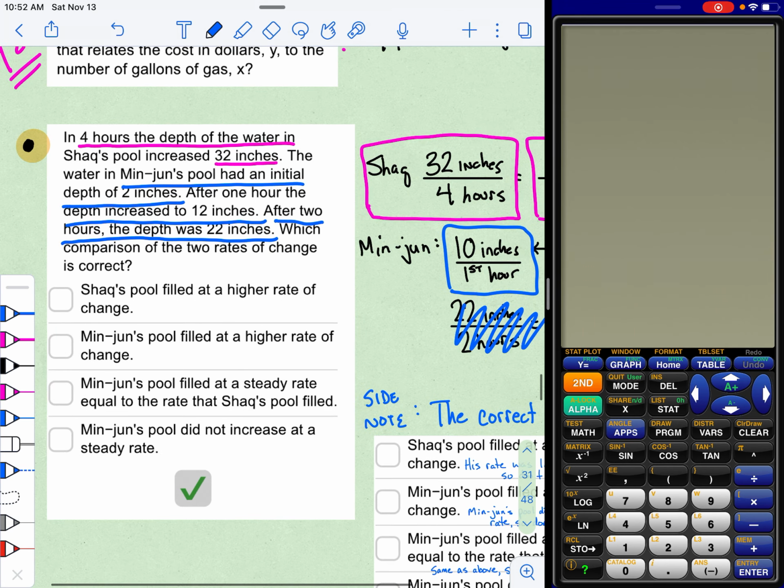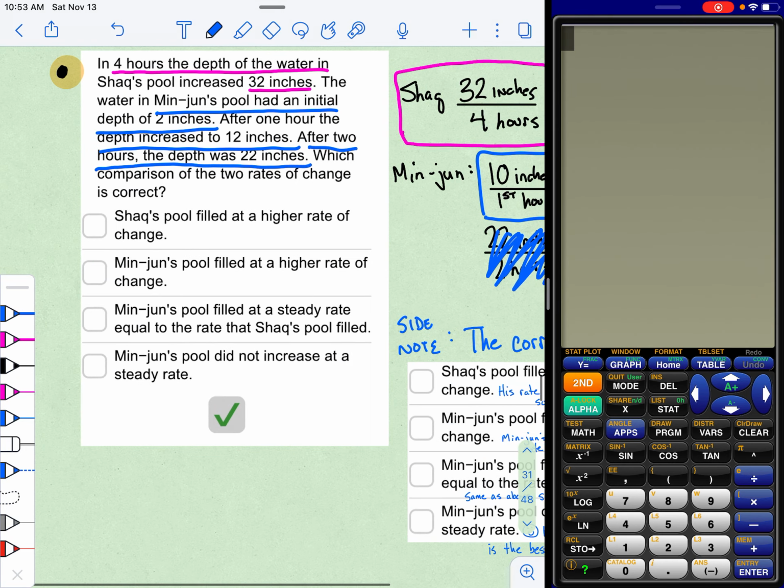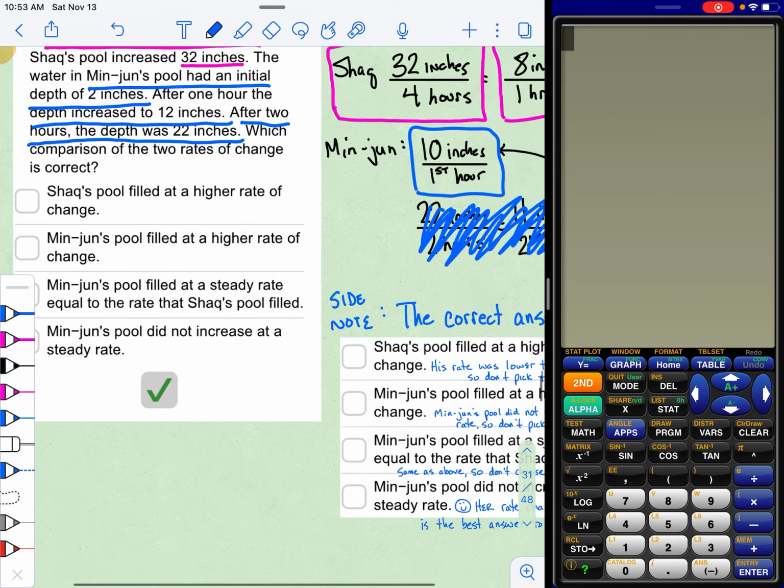Which comparison of the two rates of change is correct? So I have two things to compare. I have the Shaq 8 inches per hour, and Minjun is 10 inches per hour. They're not the same, so they're still not proportional. I still agree with my statement there. I just have to scribble out this bottom bit because that doesn't make any sense. And then if you have to choose, it says, which comparison of the two rates of change is correct?